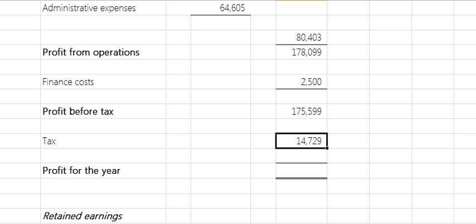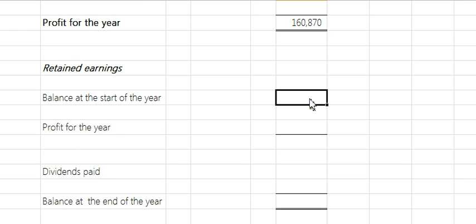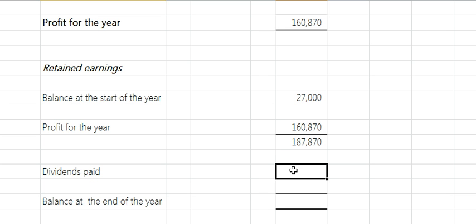Tax, as I said before, just put it straight in from the adjustments. Tax again reduces your profit, so take it away, and you end up with 160,870. Finish it off, retained earnings, get the figure from the trial balance at the start of the year, add to it the profit we've just calculated up there, and then subtotal those two. Dividends paid, get it from the trial balance. Dividends reduce your profit, take it away, and that's it. And don't forget that figure goes onto the balance sheet, retained earnings.